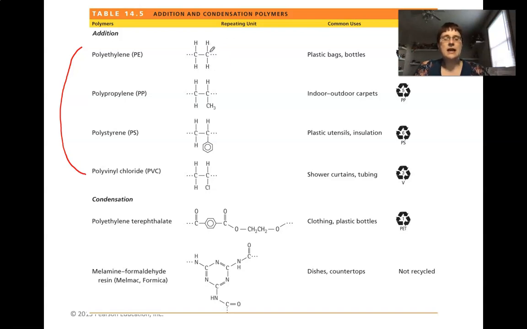Again, they originally have a double bond in them. The double bonds have been removed. And you can see what kinds of things we make out of these addition polymers. We're going to look at these in a little more detail.